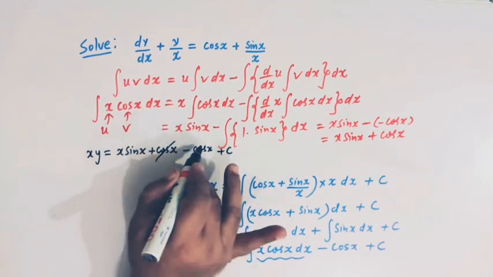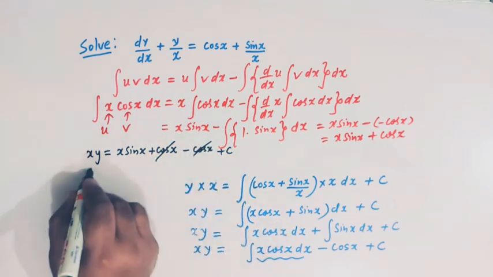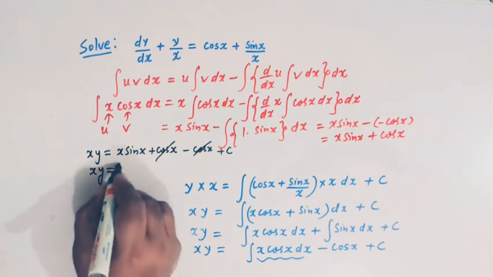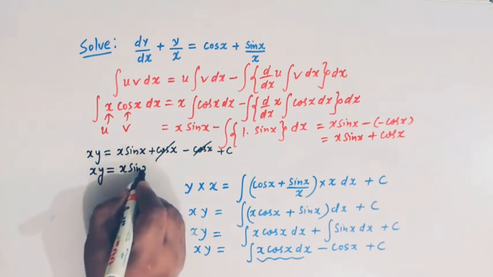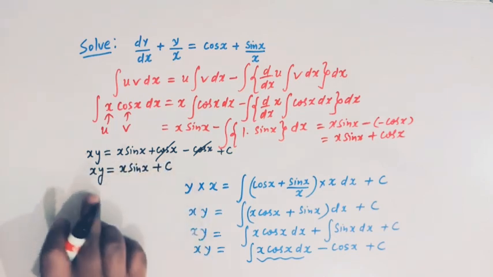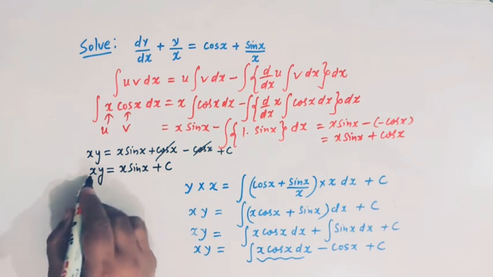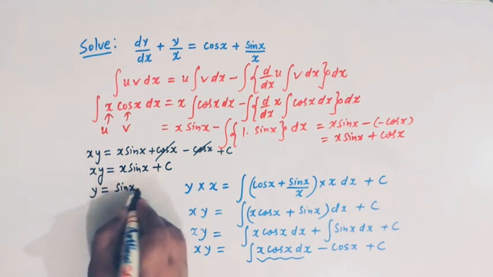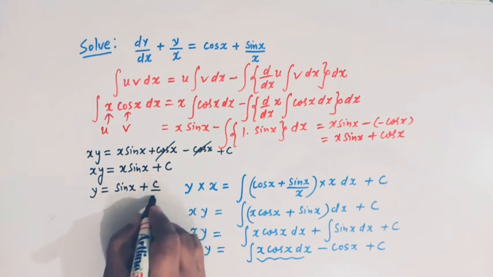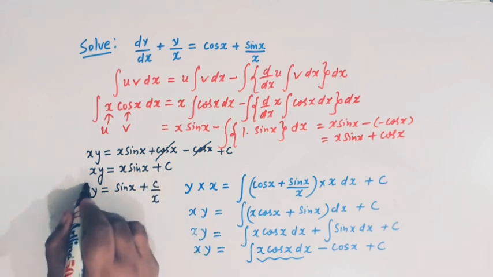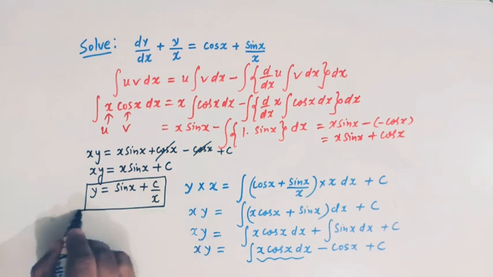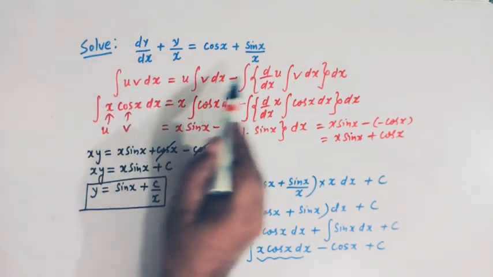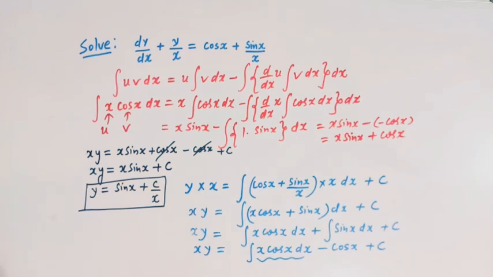Now cos x and cos x get cancelled, so we are left with xy is equal to x sin x plus c, and dividing both sides by x, we have y is equal to sin x plus c over x, right? So this is the solution, or the general solution, of this differential equation, right?